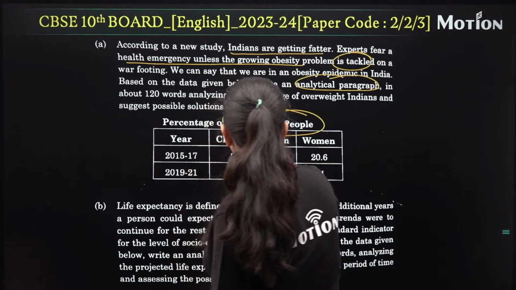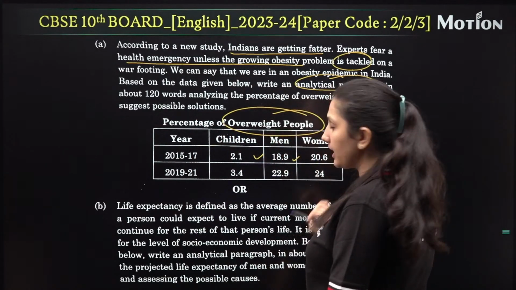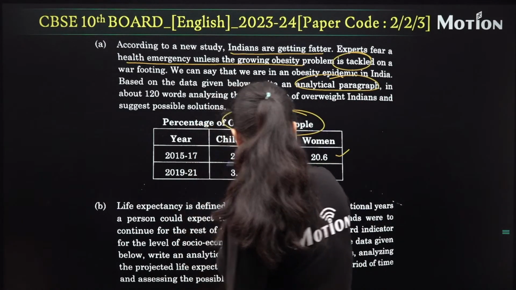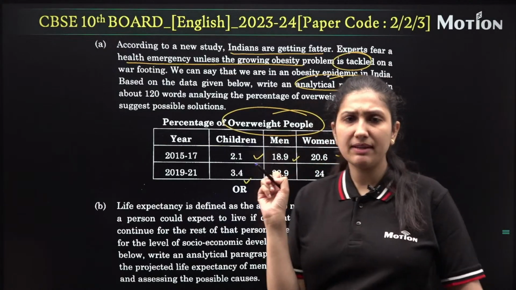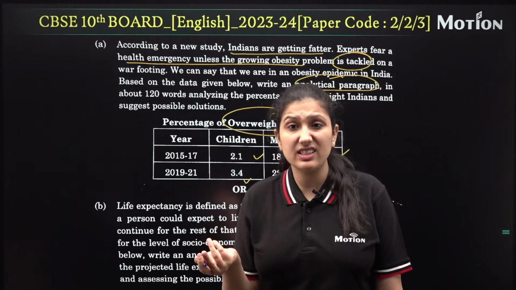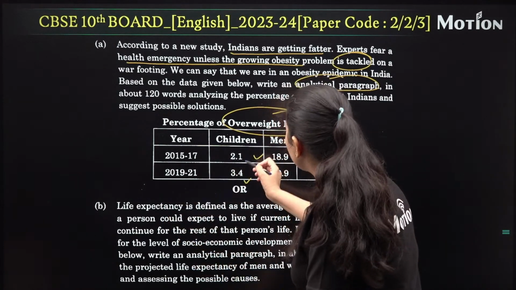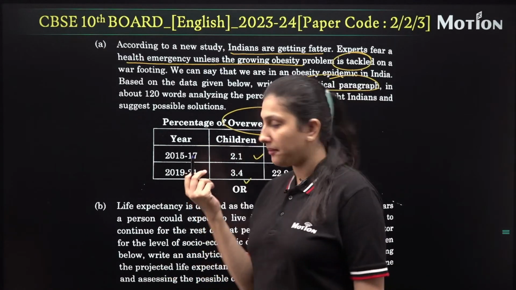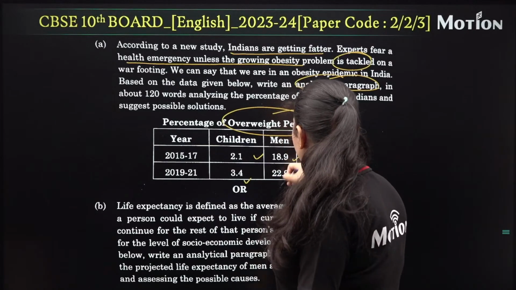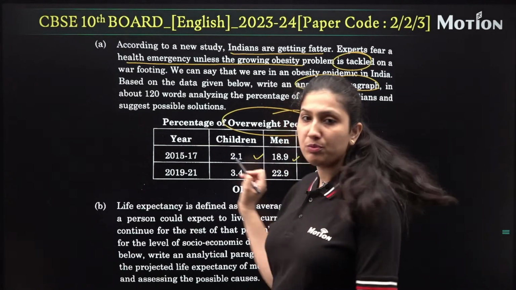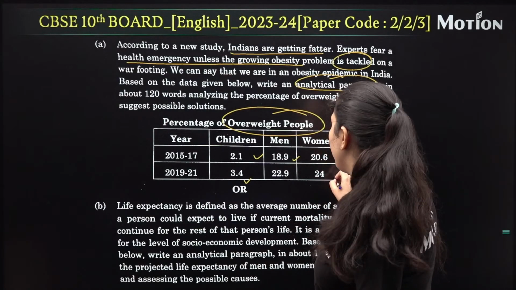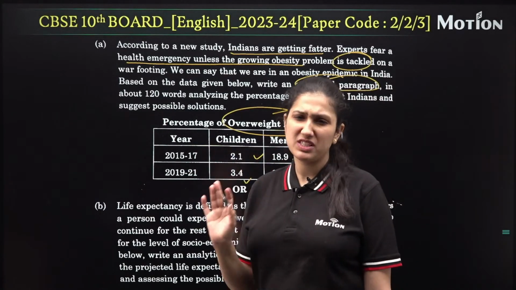In 2015 to 17, the figure for children was this much, for men this much, for women this much. Then in 2019 to 21, if you see, children are at 3.4 percentile. So what can we figure out from this? It has increased over the years. Earlier it was 2.1, and later when it was checked it became 3.4. And this 18.9 grew further to 22.9. This is only increasing. 20.6 and this is 24. So analyzing this information, you must have written well.